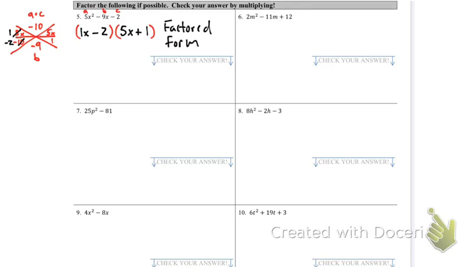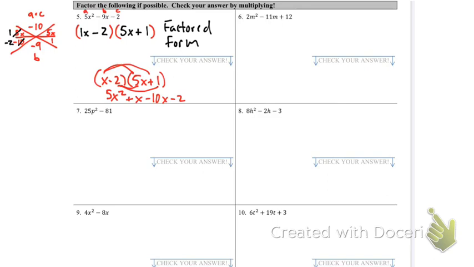And now we're just going to check it. So to check it, we are going to multiply it. All right, let's check our answer. So to check your answer, we're going to take x minus 2 and then 5x plus 1. And we're going to distribute just like we did before. That gives me 5x squared. X times 1 is plus x. And then negative 2 times 5x, that's negative 10x. And then negative 2 times 1 is negative 2.